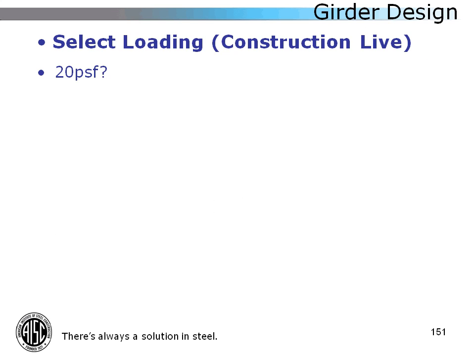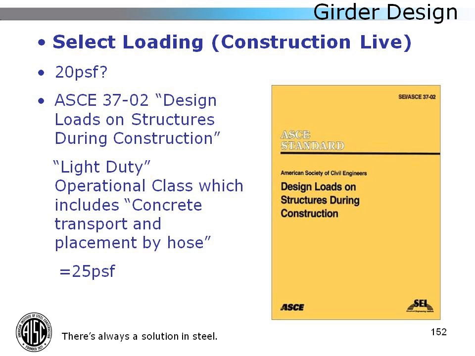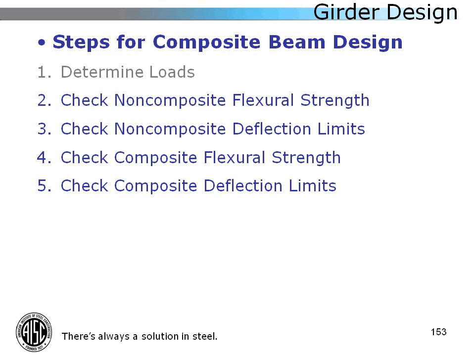Then you get to your construction live loading. A lot of people use 20 pounds a square foot. It's been around for a good while. What we did with the design example is to use ASCE 37, which is design loads on structures during construction. And they recommend where concrete is going to be transported and placed by hose, as is fairly common in these types of structures, that you use a live load of 25 pounds a square foot. So 25 pounds a square foot construction live load was used. Once you determine your loading, you then go on to steps 2 and 3, your flexural strength and deflection limits of the non-composite member.